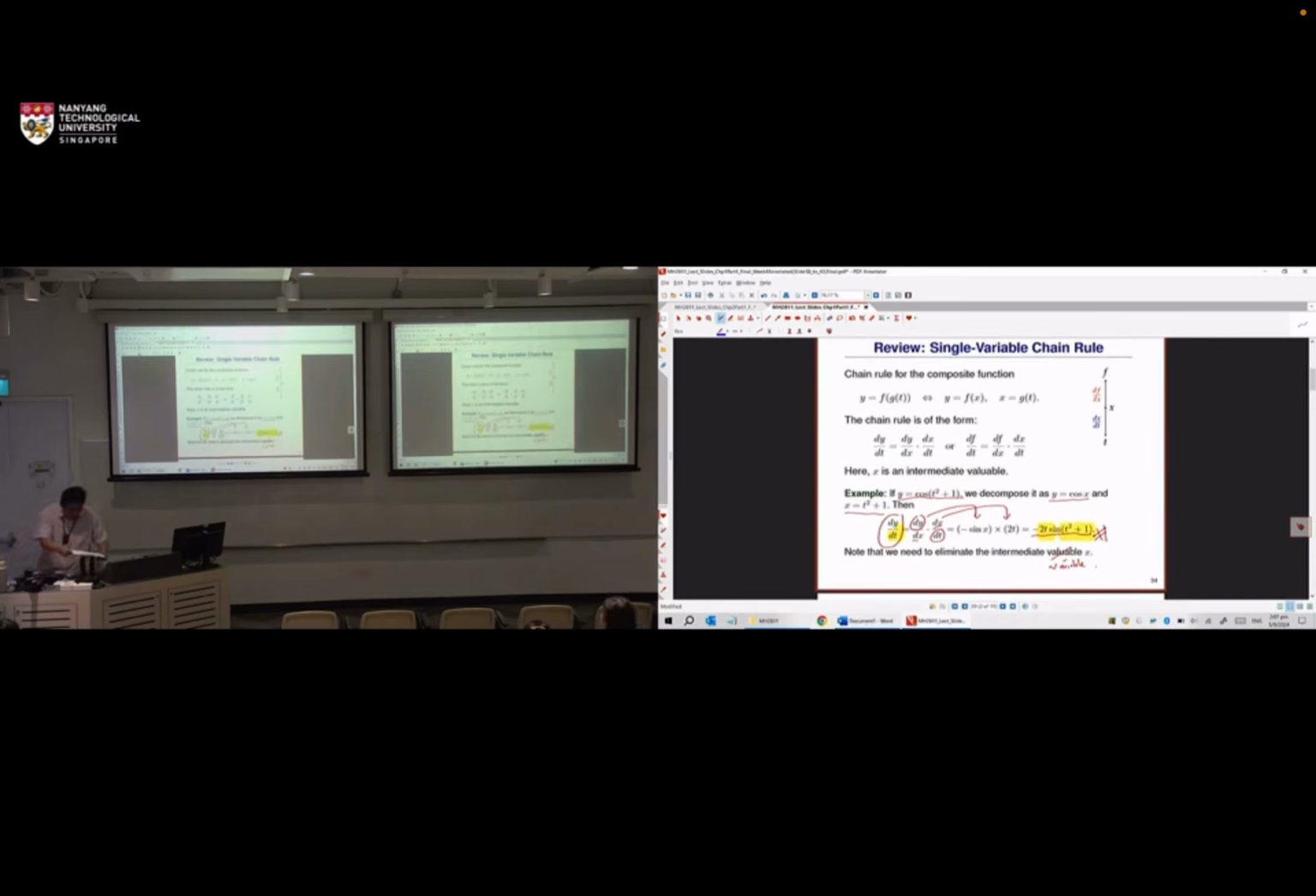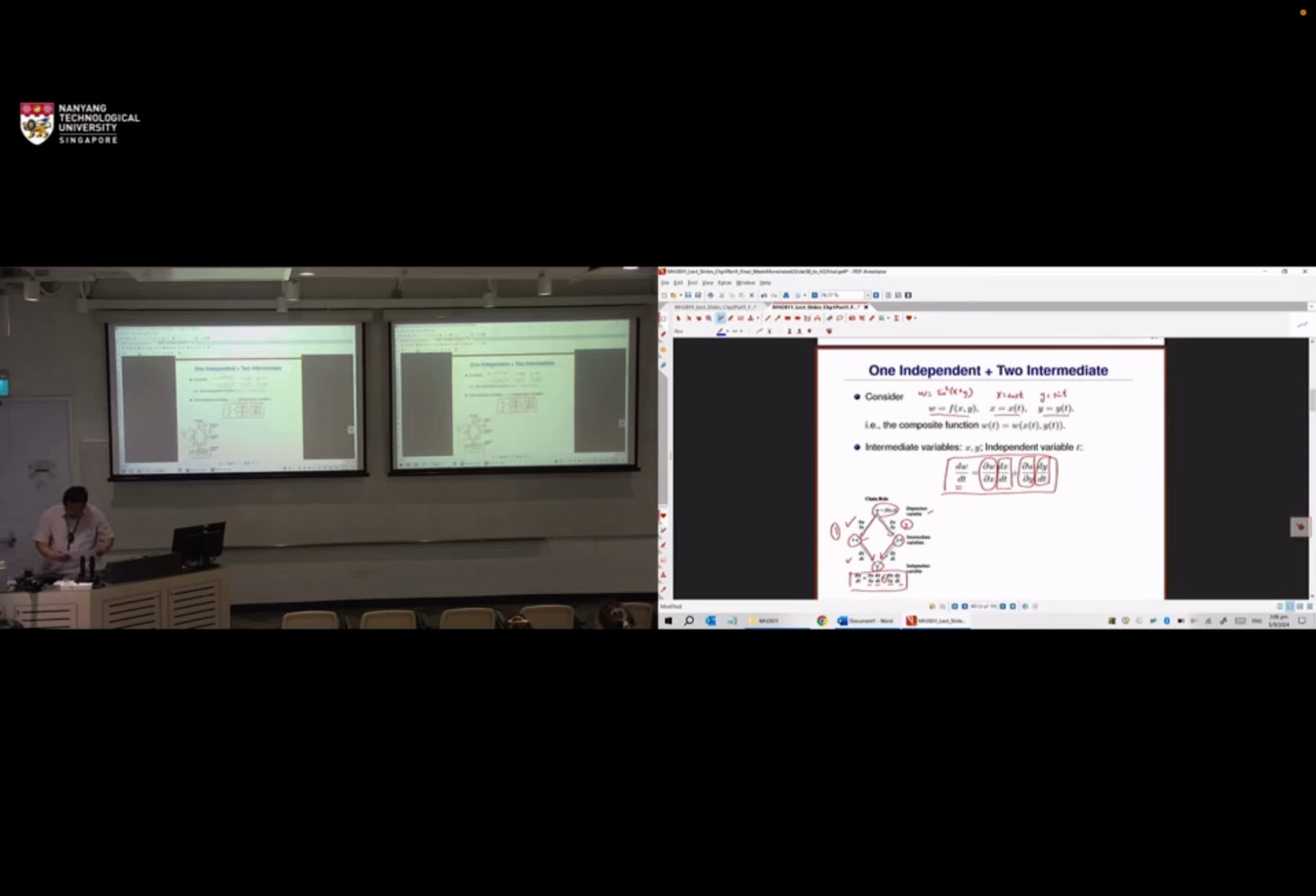We have one example here based on your single variable calculus. If y equals cosine of (t squared plus 1), we can decompose it as y equals cosine x and x equals t squared plus 1. Then we find dy/dt. We write it as dy/dx times dx/dt. We find dy/dx, we have this expression. We find dx/dt, we have this expression. Then we multiply together. Always leave it in the most simplified version.